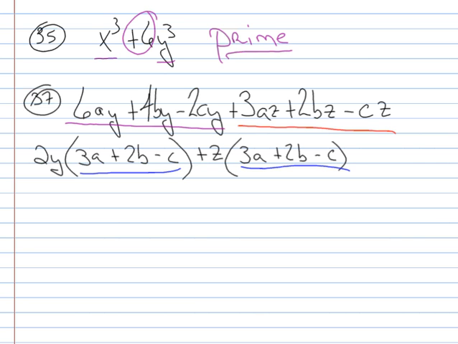6, 4, and 2 can all be divided by 2. Part of our GCF, our greatest common factor. Now my greatest common factor is going to be the items that are in parentheses. So therefore, I'm going to pull my items in parentheses out. So I have 3a plus 2b minus c. And if I pull those things out, that means this one is pulled out and this one is pulled out. What's left over? How about 2y plus z?